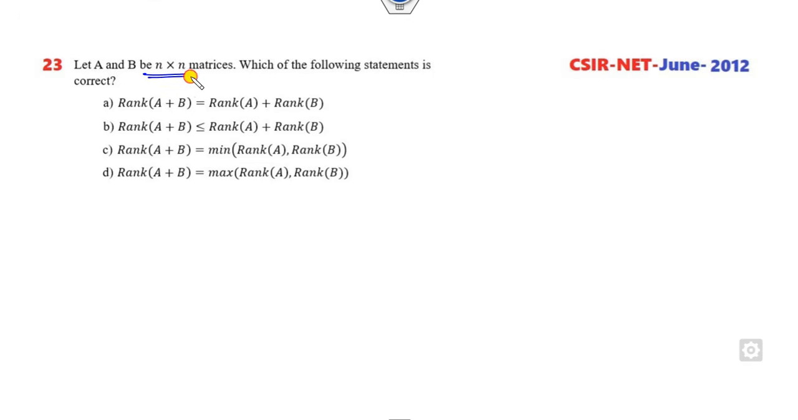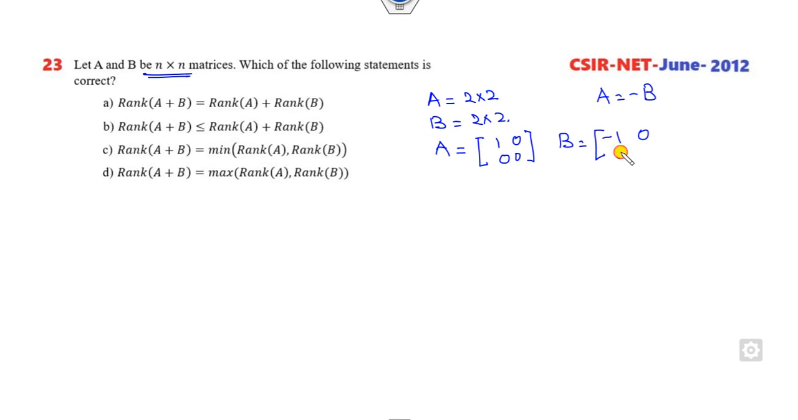Okay, again this is n cross n. You can think of any A. So if I consider A is 2 cross 2, B is also 2 cross 2. Fine. So think about any of them. I can simply take A as 1 0 0 0, and I can simply take B such that A is equal to minus B. So what is the rank of A? 1. Rank of B? 1. What is the rank of A plus B? A plus B will be the 0 matrix. So the rank of this will be 0.